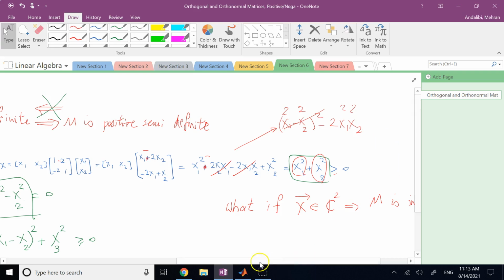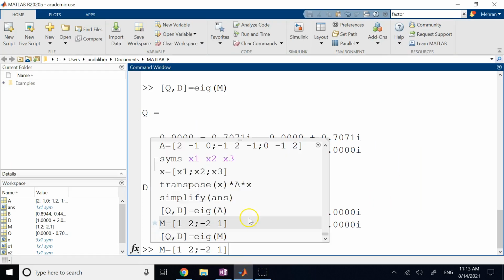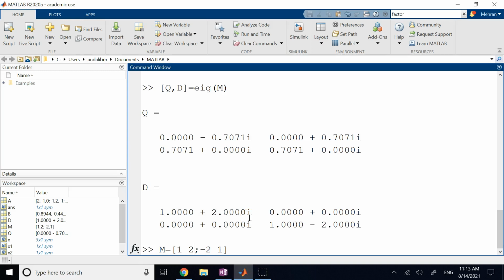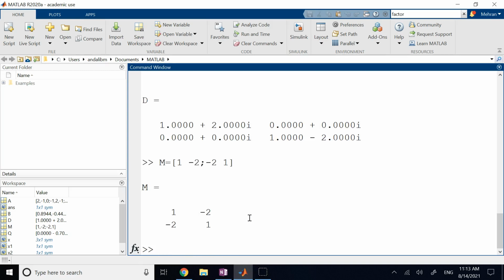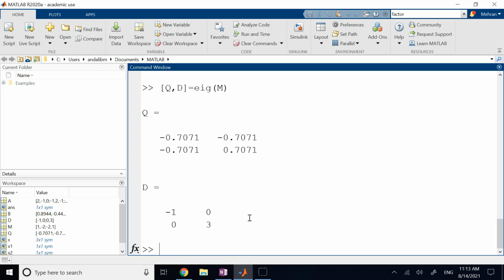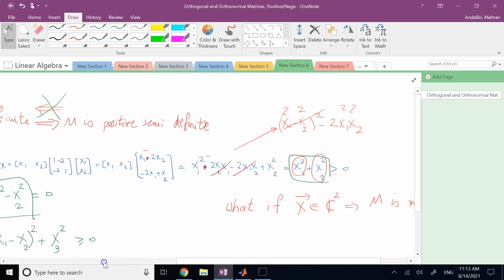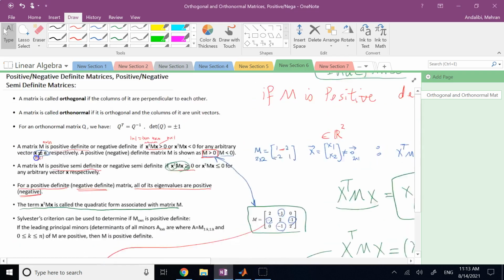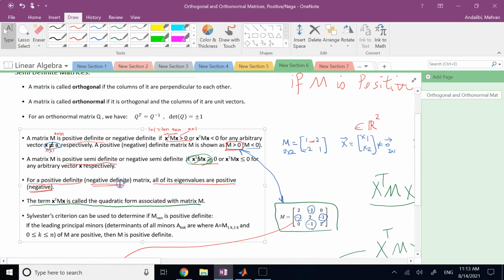And I can check that if I just change the sign of one entry in M to make it symmetric. Now, if I get the eigenvalues, they are definitely real, but if you look at the sign of them, not all of them are positive, not all of them are negative. So there is no positive definite or negative definite condition. It is indefinite.